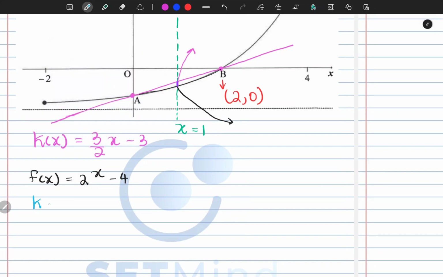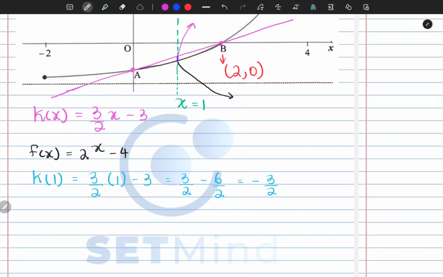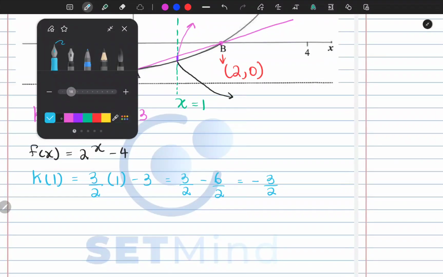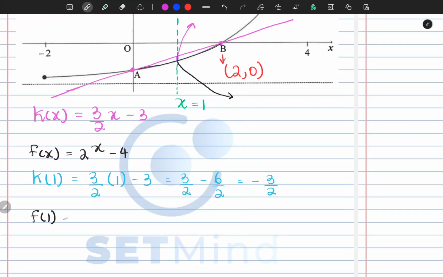So let's go and find out what is our k at x is 1. So that will be 3 over 2 into 1 minus 3. And this will simply be 3 over 2 minus 6 over 2. And if you look carefully, this will end up being negative 3 over 2. Now let's go and have a look at our f at x is 1. So that is going to be 2 to the 1 minus 4, which is going to be the same as 2 minus 4, which is going to be minus 2.